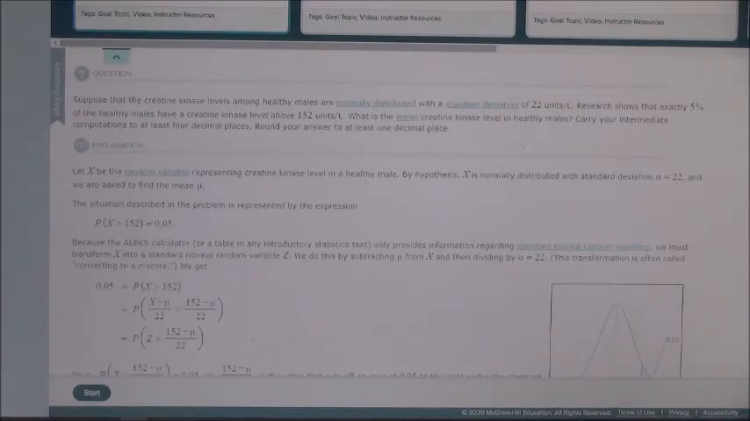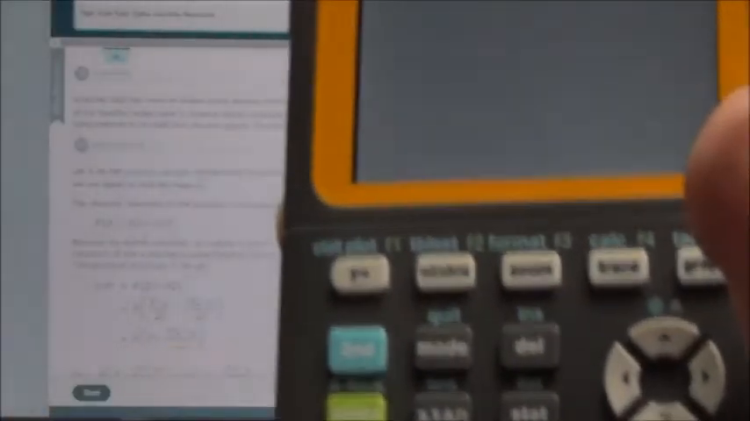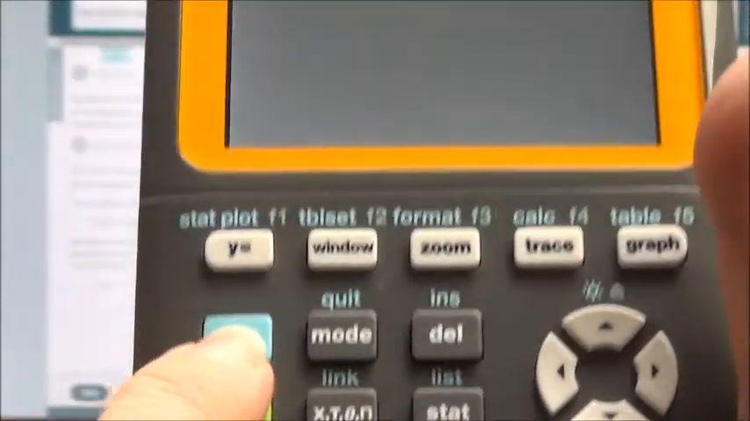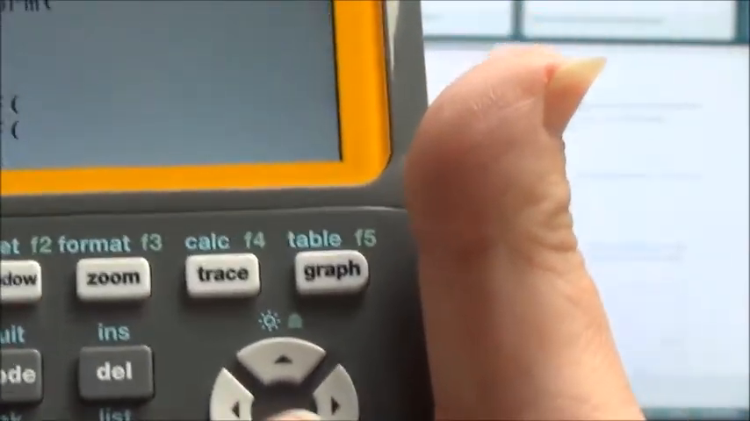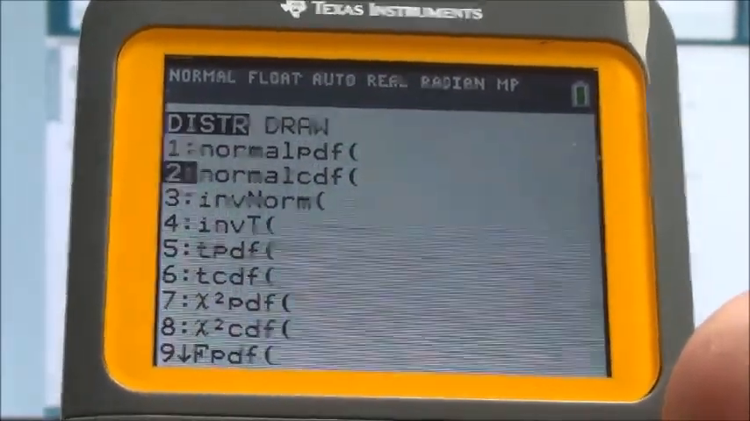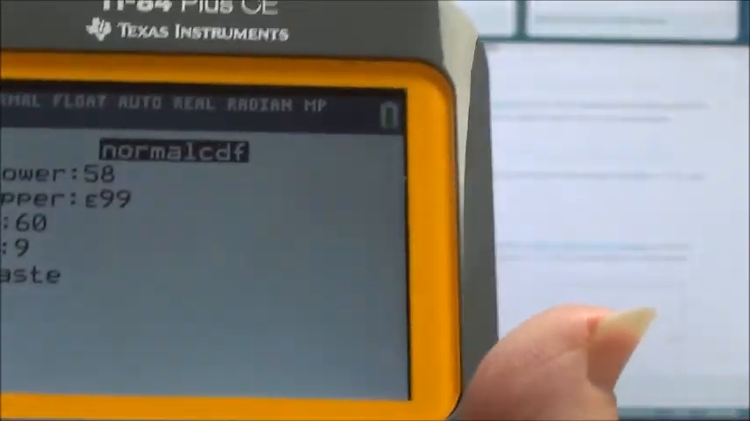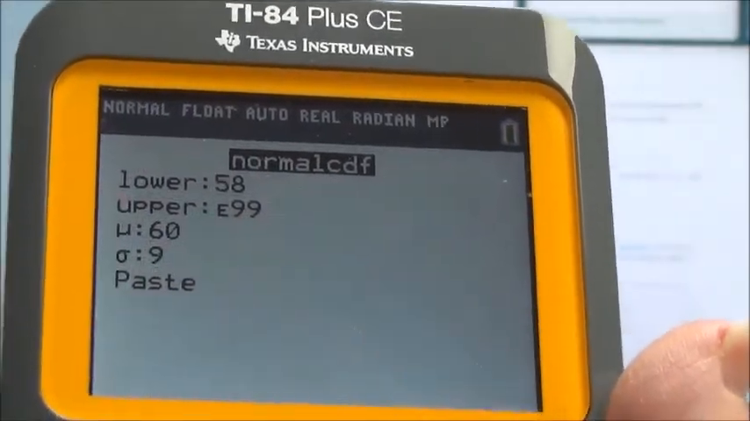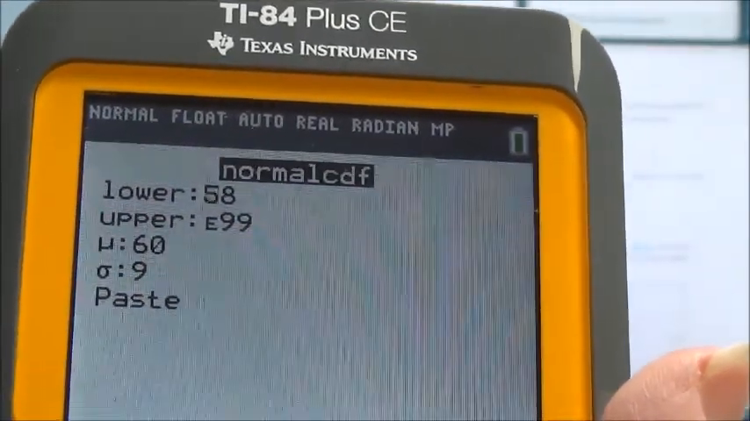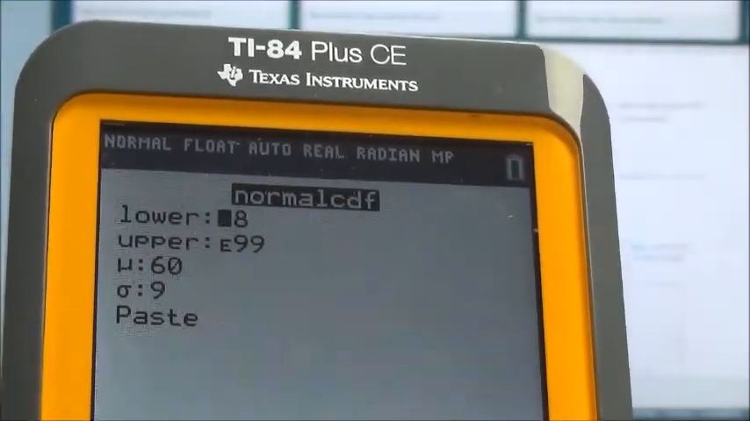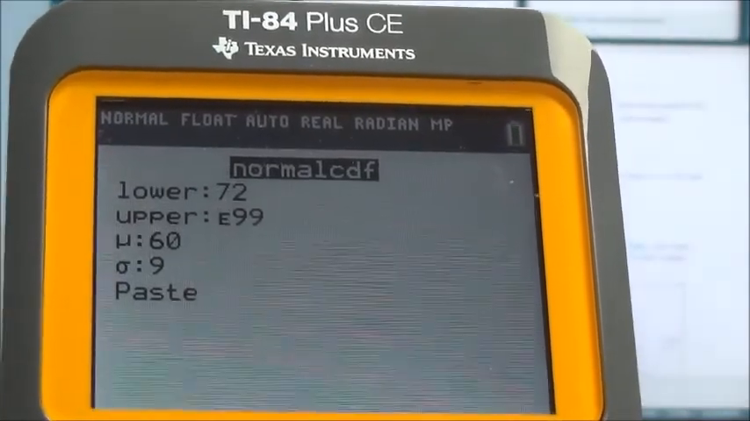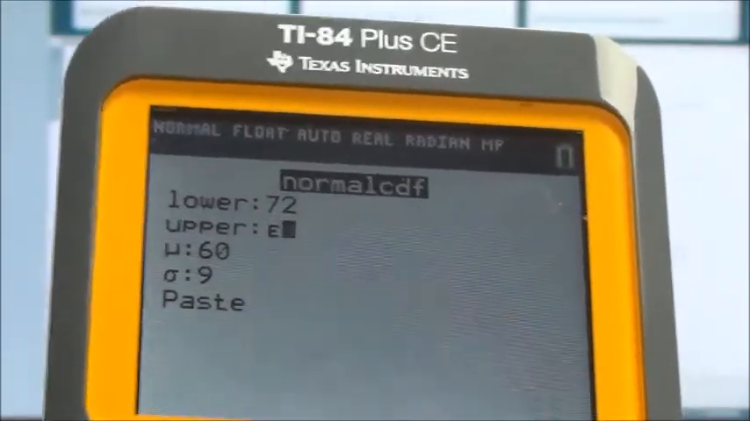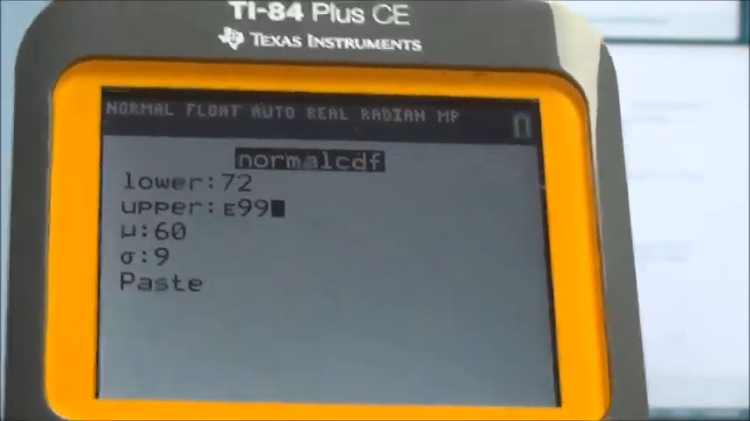On my graphing calculator, I'm using the second function button over here, and then the VARS key to do my distribution menu. And I'm doing number 2, which is my normal CDF. It gives me that where I need to type in the lower, the upper, the mean, and the standard deviation. So I'm going 72 and up. So 72 would be my lower. My upper is the E99. Again, to get the E, you do second function and the comma, 99.